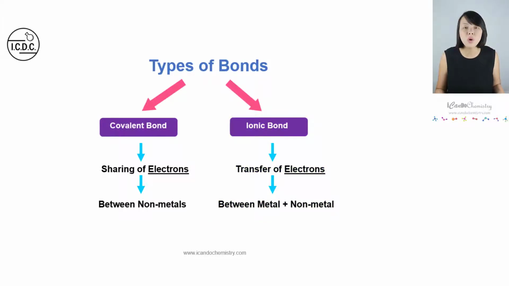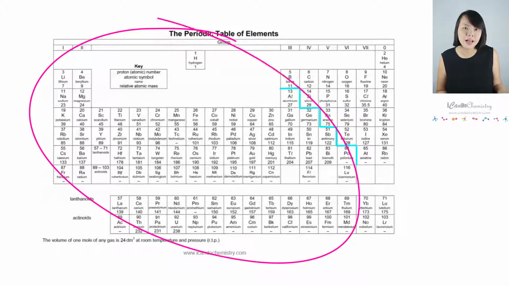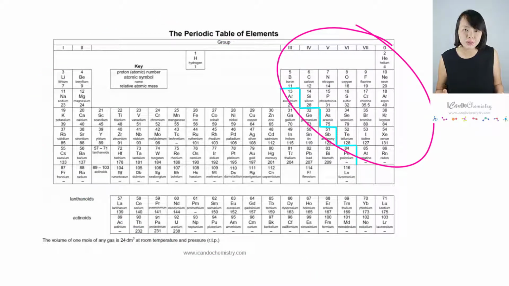Now, how do we know which elements are metal and which are non-metals? You can actually refer to your periodic table. Now this is your periodic table, something that you should be very familiar with. Now we know that we can actually draw a zigzag line in this periodic table. Those on the left of this ladder are actually metals, and those on the right are actually non-metals.